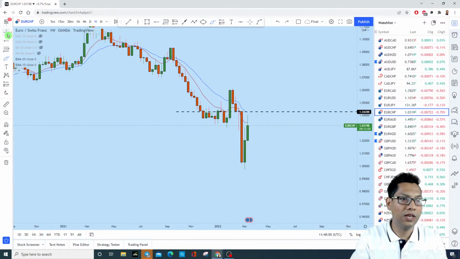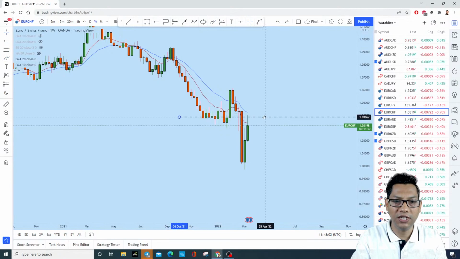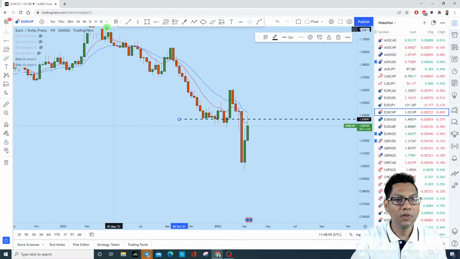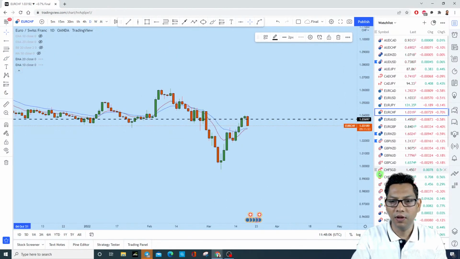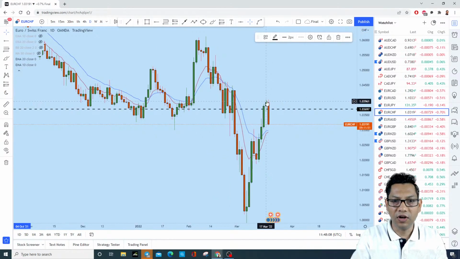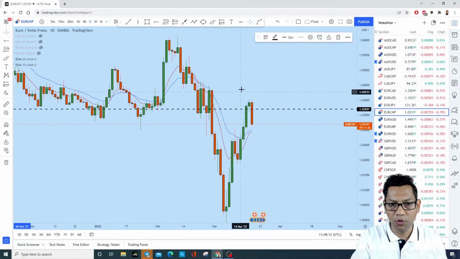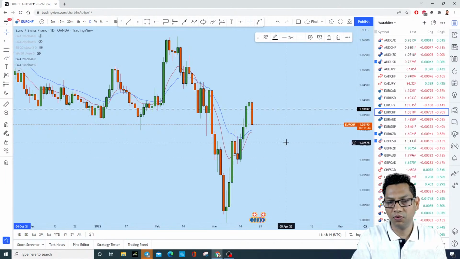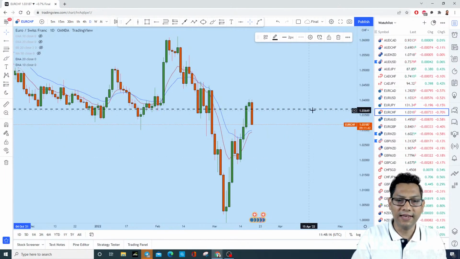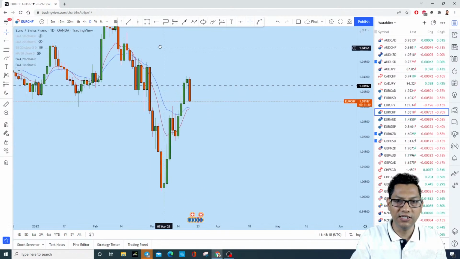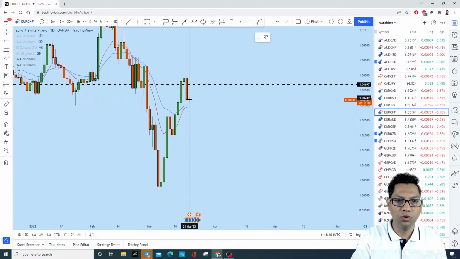So let me draw this level of support, then we will go to the daily time frame. So let's see the daily: after going here, the price penetrated this level of support. Now we see a rejection. Okay, now what is likely to happen? The question comes, will it continue down or will it go up?